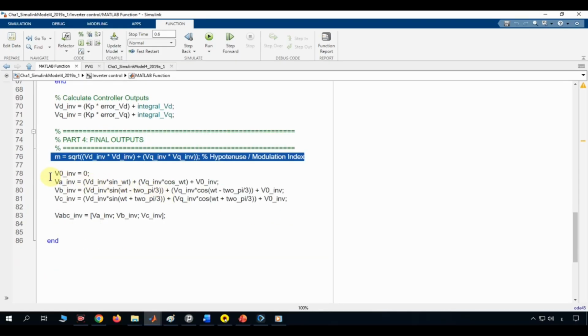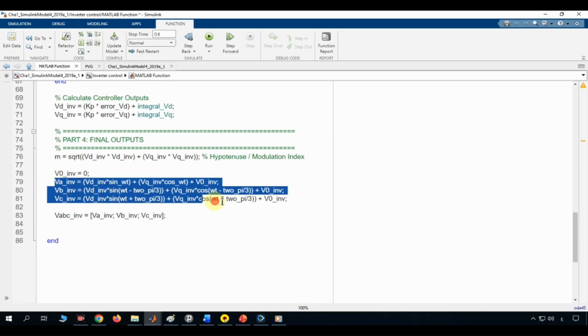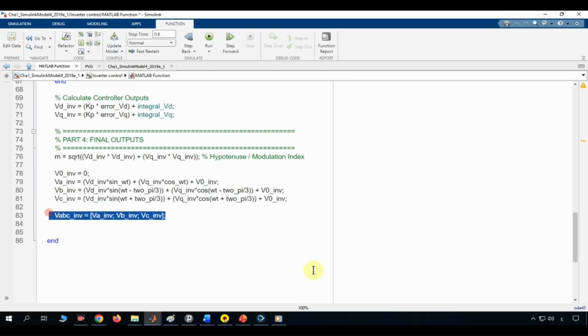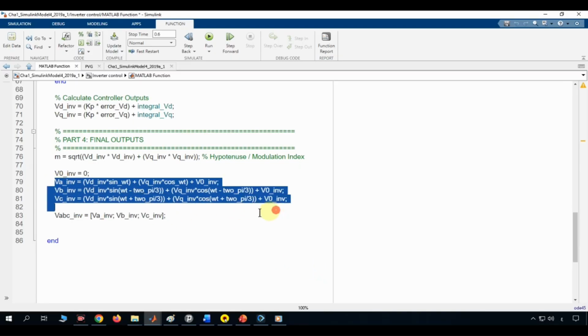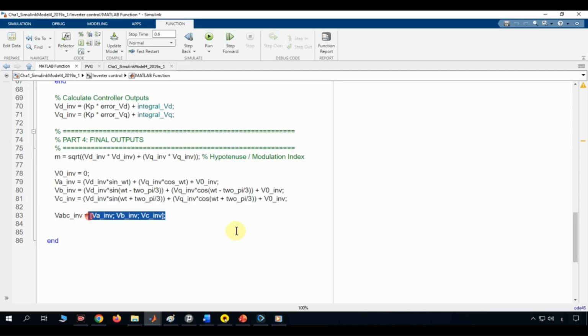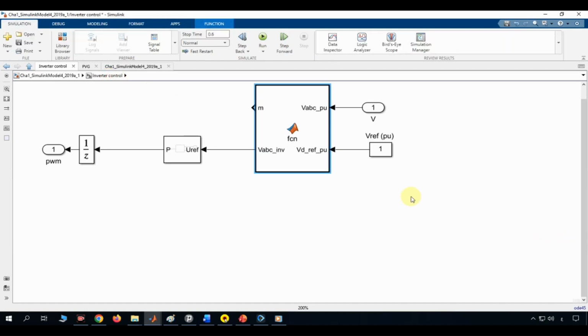The second output takes those same two rotating frame values, VD inverter and VQ inverter, and converts them back into three separate phase voltages, again using sine and cosine terms shifted by 120 degrees. This is the inverse of the transform we used earlier, so naturally it's called the inverse Park transform. The result is three properly phase-shifted sinusoidal reference voltages, one for each phase, bundled together as the output called VABC inverter.